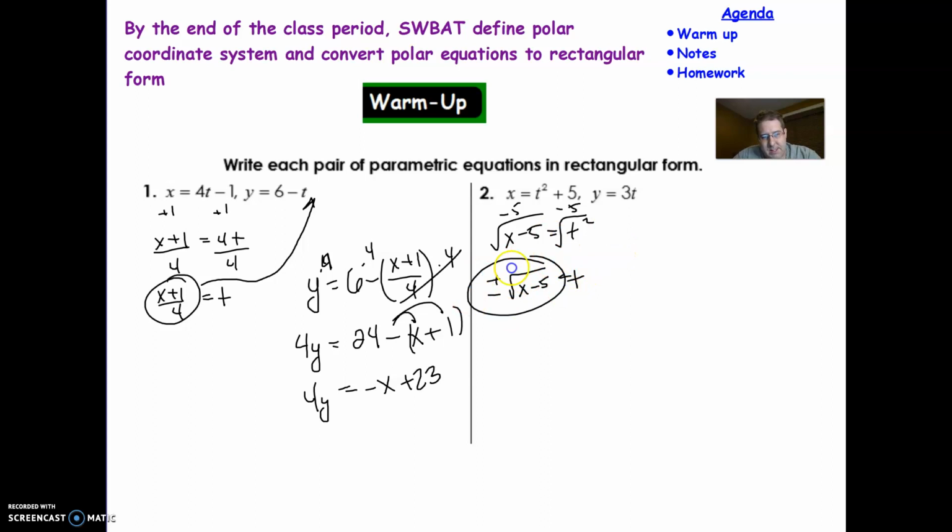All right, so I'm going to take this and plug it in for t right there, so that y equals 3 times positive or negative square root of x minus 5. And it looks like that's all I can do. And there's your answer in rectangular form.